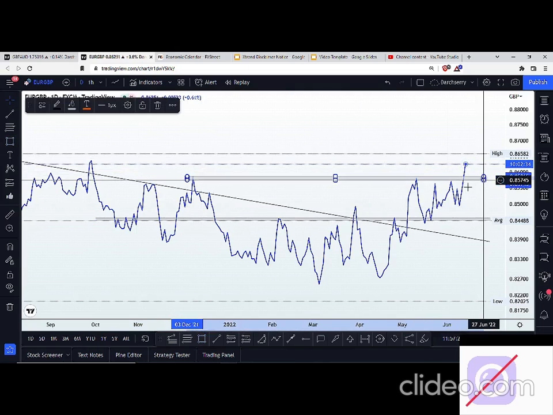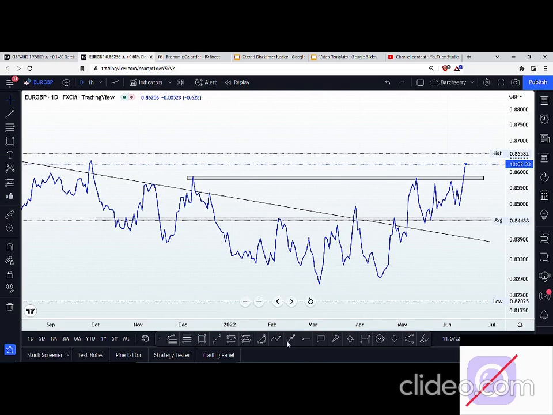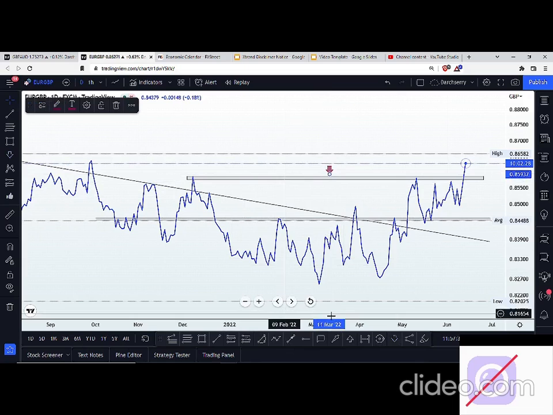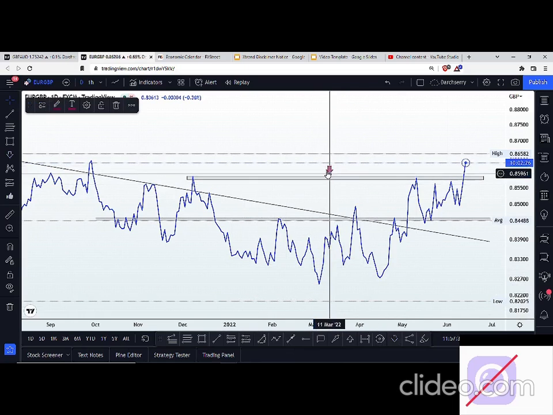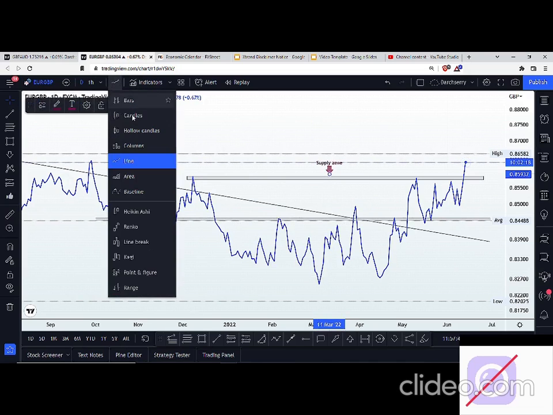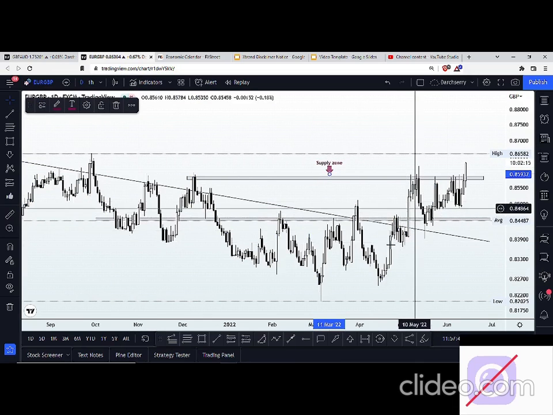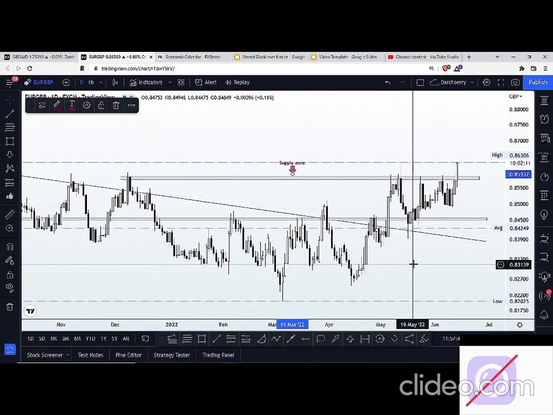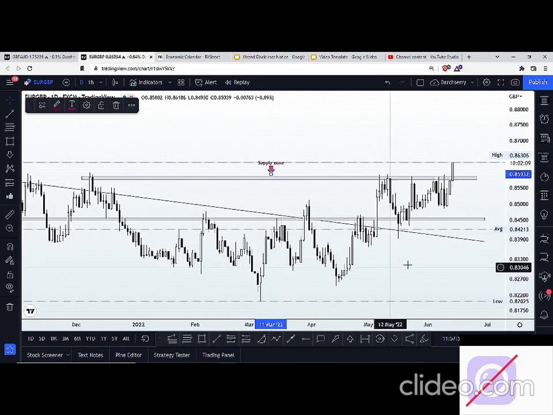So we have this area as our supply zone, and this area, hold on a second, that area has been a supply zone in the past. That is, every time price comes into that area, sellers take advantage and push price further down. So now on the daily time frame, this is what we'll be using going forward.